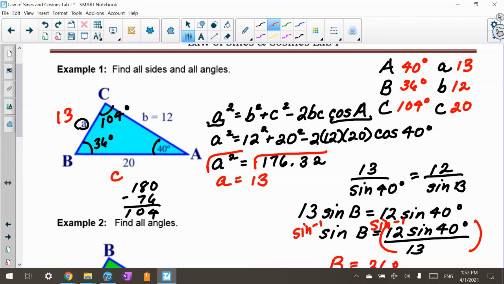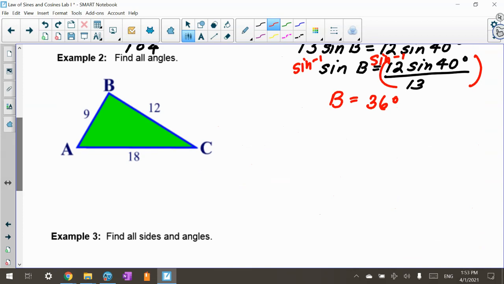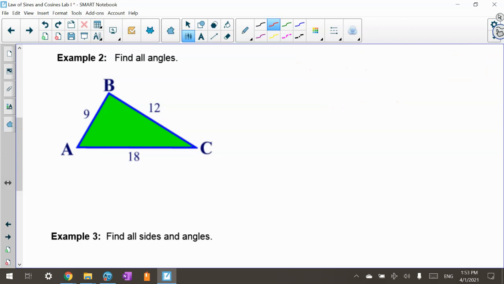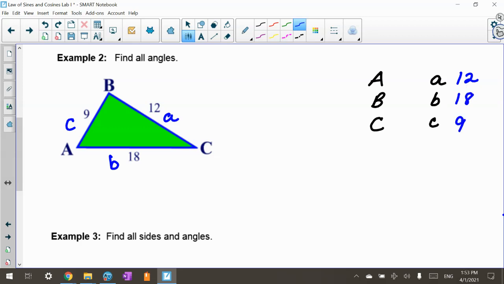Okay. Let's try example number 2. So I'm going to do these 3 examples on this, and then that's it for this video. Example 2. So I'm going to clear the ink from this. Now this one, I'm going to stack and rack. I got A, B, C, little side a, little side b, and little side c. And I look at this and say, oh, look at this. They gave me all sides. So I'm going to label my picture. This is A, this is little b, this is little c. So a is 12, little b is 18, and little c is 9. Okay, so they gave us all sides. So that's cool. Now I got to find the 3 angles.